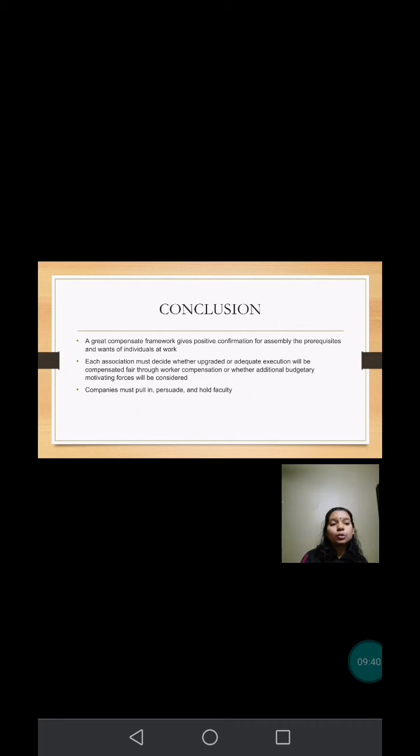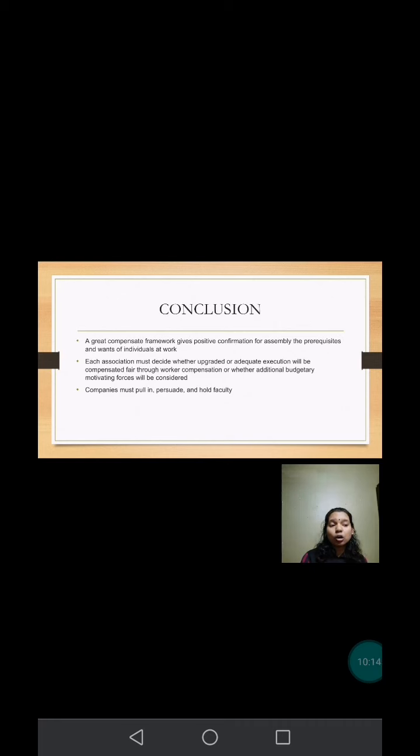These sorts of motivating forces push employees to perform better. Each organization must decide whether an upgraded or adequate amount will be compensated fairly through worker compensation, or whether additional financial motivating forces will be considered. The ultimate objective is to boost performance by strengthening certain behaviors, utilizing the available compensation framework.